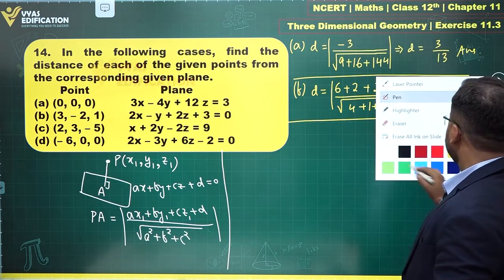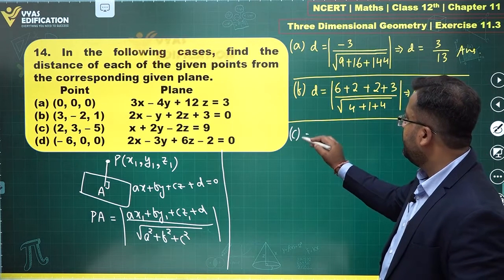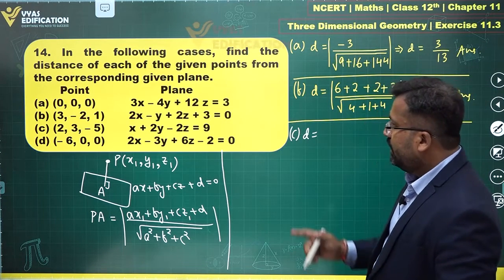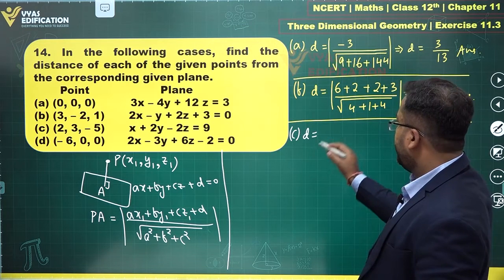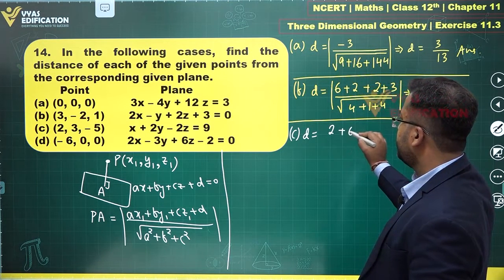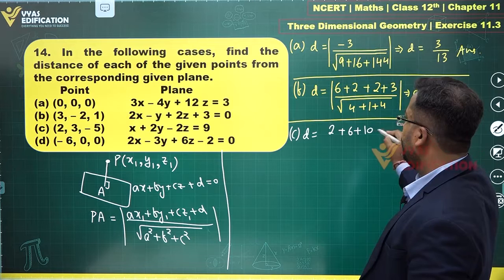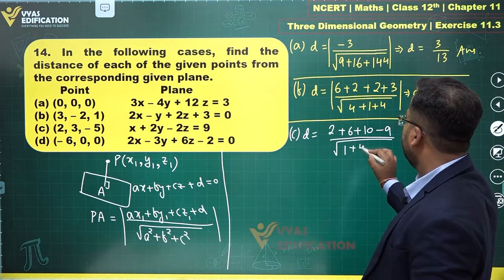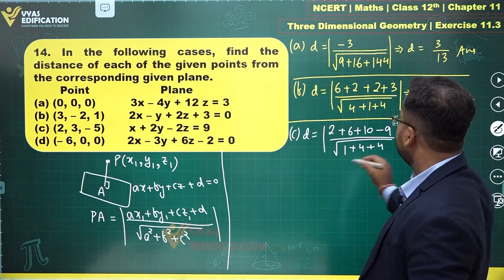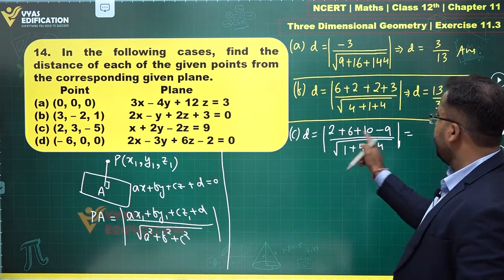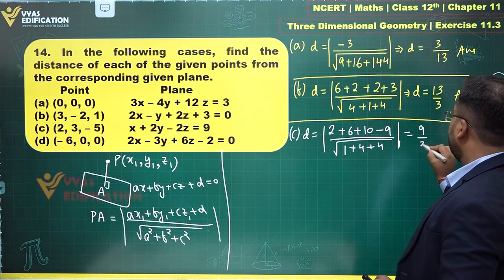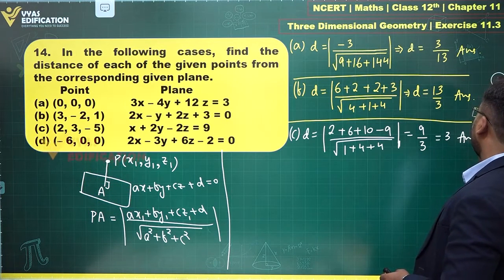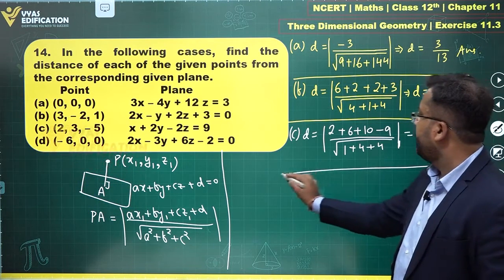Let's take a look at the part C. D is equal to what? Okay, substitute 2, 3 minus 5 over here. This becomes 2 plus 6 and plus 10 minus 9 upon under root of 144. In the modulus, what does that give me? So this is 18 minus 9, which is 9 upon 3, which is simply 3. That's my required answer for this part C.